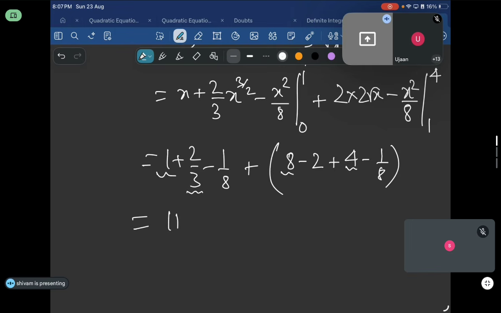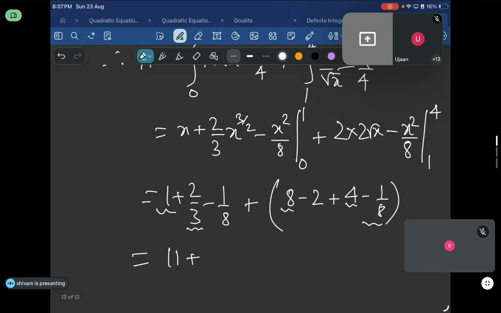2 by 3. And over here minus 1 by 4. Or what? Is it plus 1 by 8? Minus 4 and plus 1 by 8, because there is a minus. Oh, yes. Correct. Minus 4 plus 1 by 8. So plus 1 by 8 minus 1 by 8 gets cancelled.